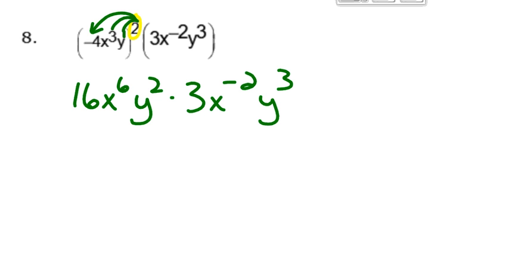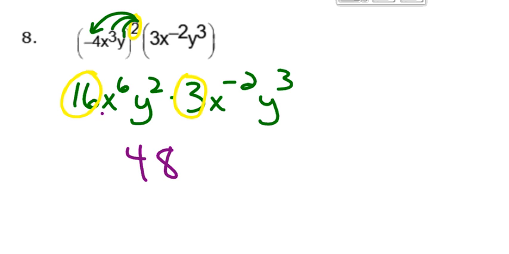All right, if you wanted to, you could take this x to the -2 and move it to the bottom right now. I'm just going to go ahead and add them up and see what happens. So that's your choice. First, I've got to multiply 16 times 3. That's going to give me 48.